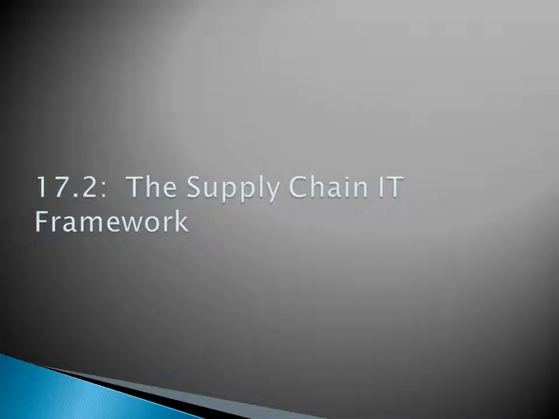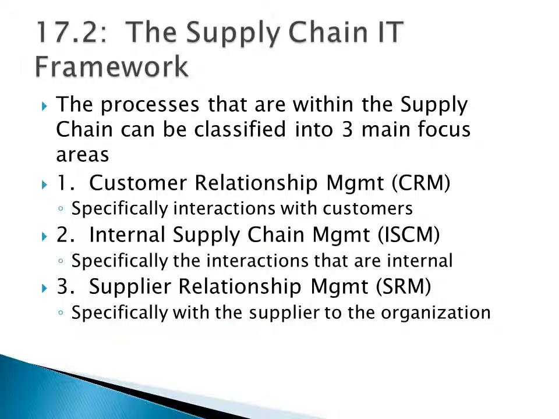17.2, the supply chain information technology framework. The processes within the supply chain can be classified into three main focus areas. Number one, customer relationship management, CRM, specifically the interactions with the customers. Number two, internal supply chain management, ISCM, specifically the interactions that are internal to the organization. And number three, supplier relationship management, specifically the supplier and the organization.